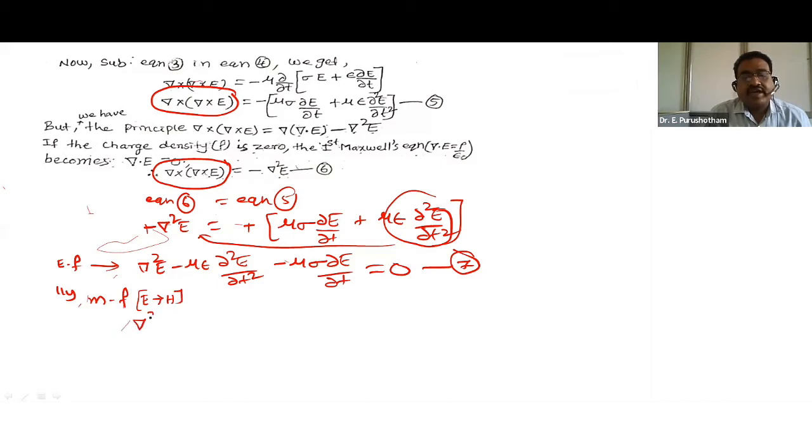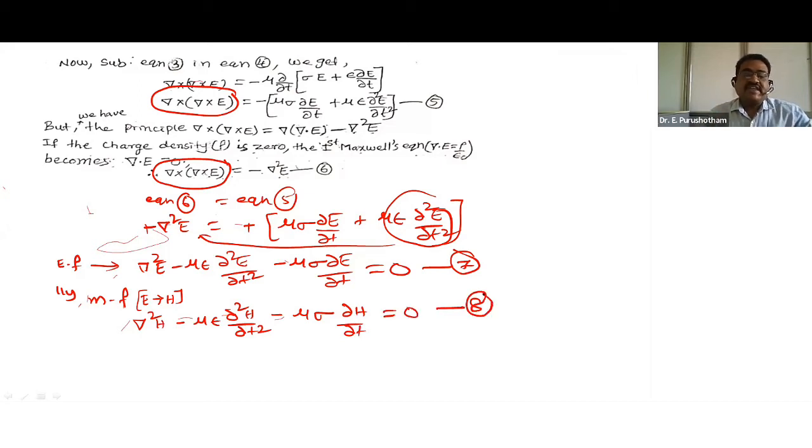So convert into H: del square H minus mu epsilon dou square H by dou t square minus mu sigma dou H by dou t is equal to 0. This is equation number 8. This equation 8 is known as the three-dimensional electromagnetic wave equation for magnetic field in conducting medium which is homogeneous and isotropic. Up to here you can see clearly in our PPT.